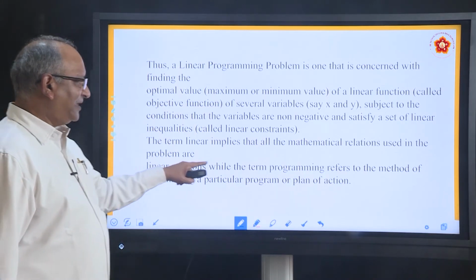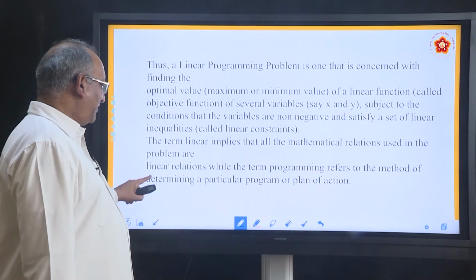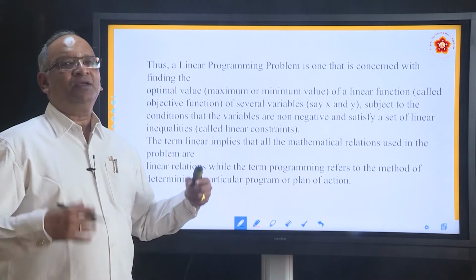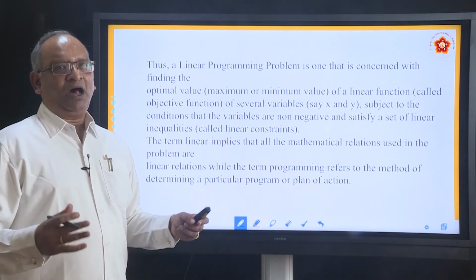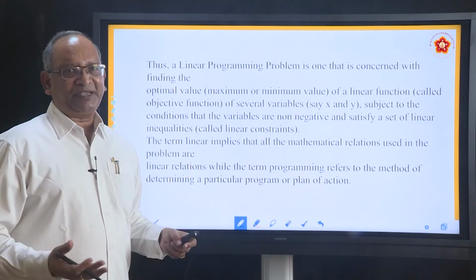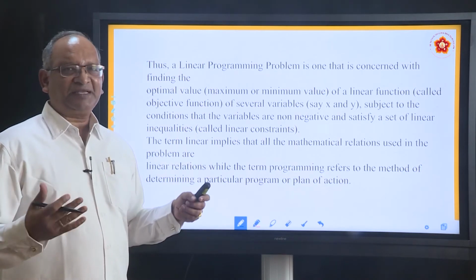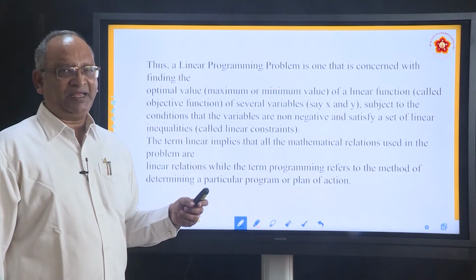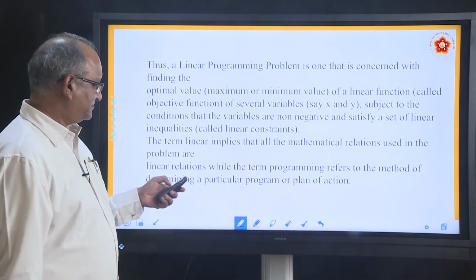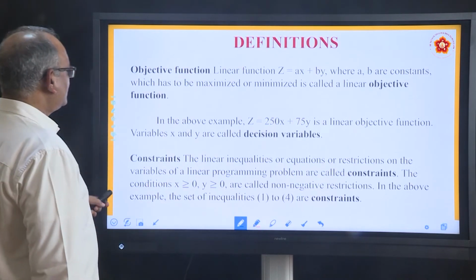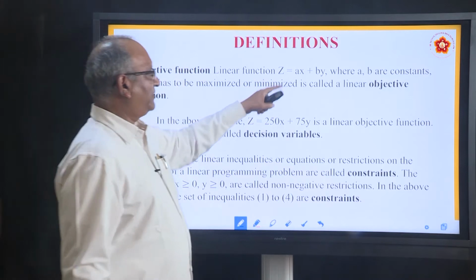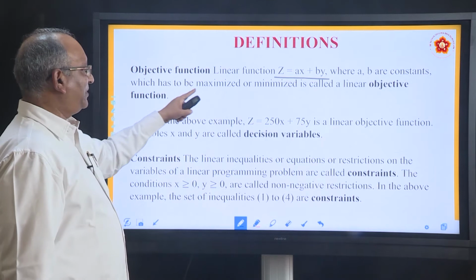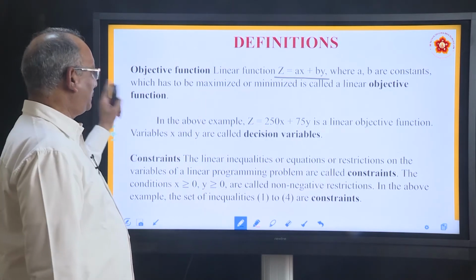The linear relations, while the term programming refers to the method of determining the particular program or plan of action. So in linear programming, basically we are going to plan how we should plan so that we are able to optimize, or optimize basically means maximize or minimize the objective function Z, which is known as profit function. Objective function, linear function Z equal to ax plus by, where a and b are constants, which has to be maximized or minimized, is called objective function.